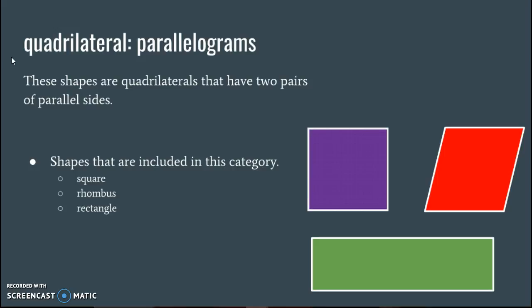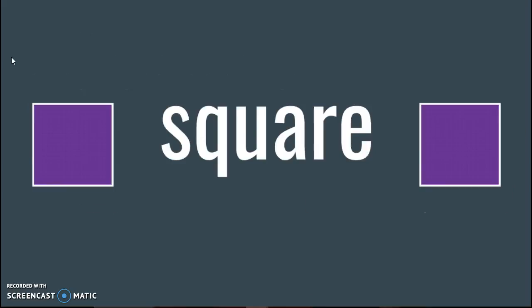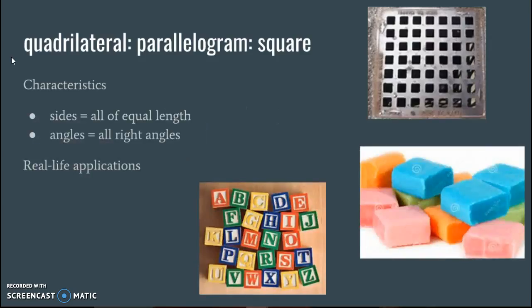Those shapes include squares, rhombuses, and rectangles. We will talk about each of those separately as we go on. Our first shape that we're going to talk about after parallelogram is called a square. A square's sides are all of equal length, and all 4 interior angles are right angles. This means that it not only qualifies as a quadrilateral, but it also qualifies as a parallelogram. Look at all the squares in the world around us.